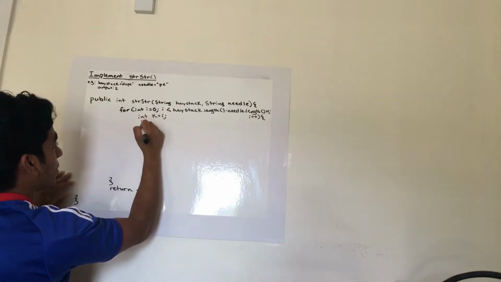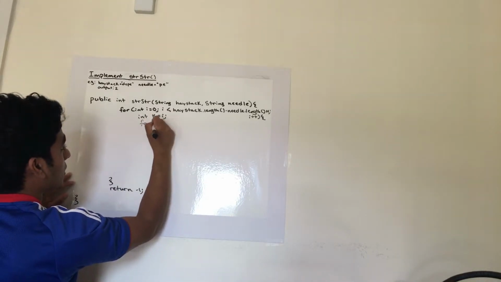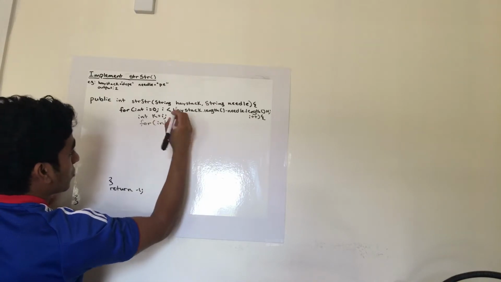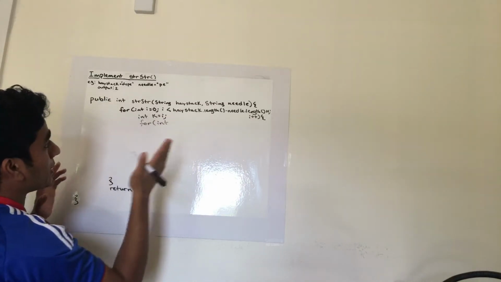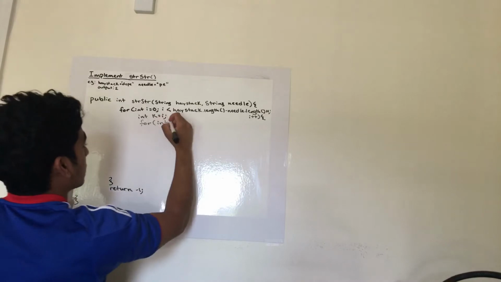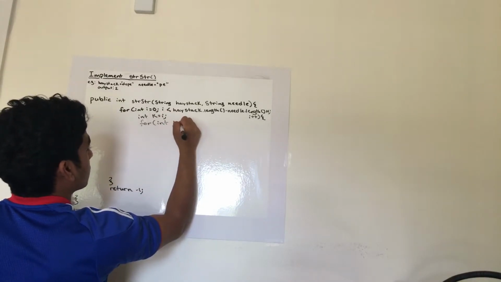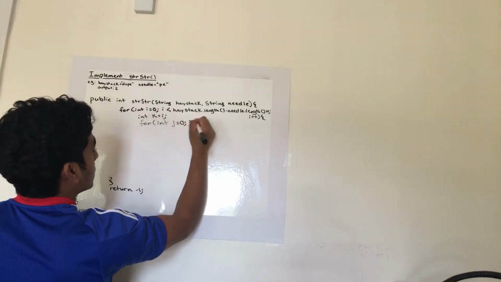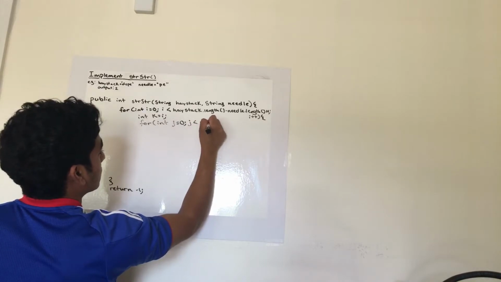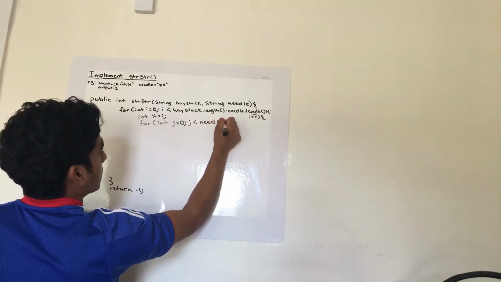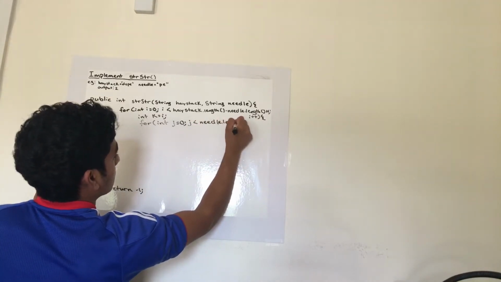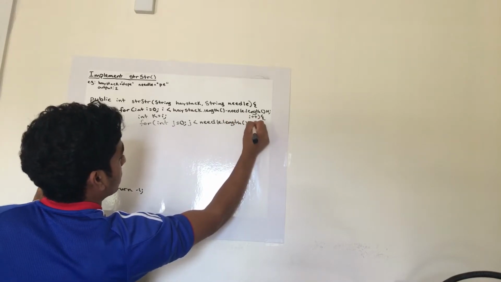And then we're going to iterate through needle, or you could say the substring of haystack. So I'm going to say int j equals 0, j is less than needle dot length, and j plus plus.